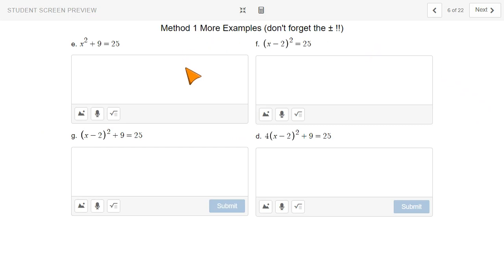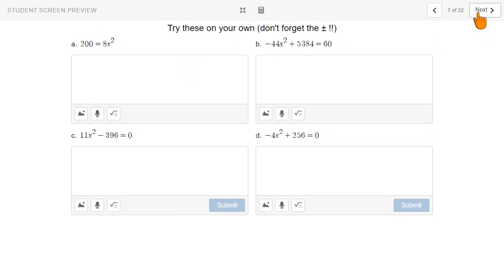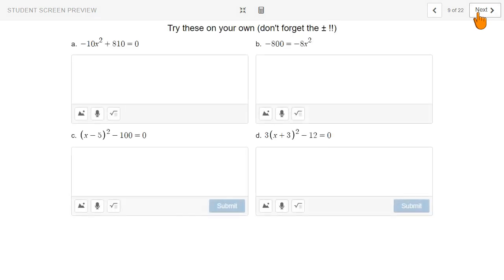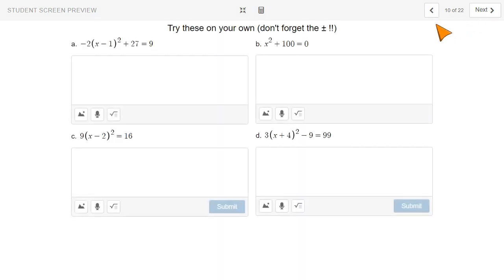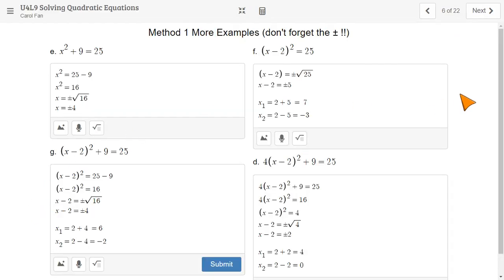I'm going to let you work through slides 6, 7, 8, 9, and 10. Pause the video and come back for the solution. Right, here are the solutions for slide 6. Be careful that sometimes you're going to have two answers that are not the same. And so you would separate it so that we have case 1 and case 2.